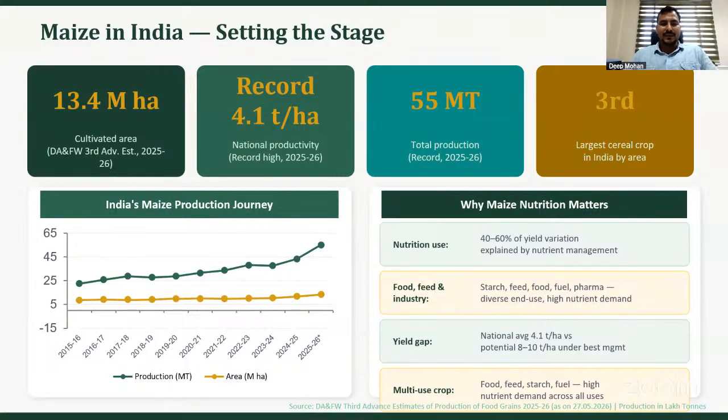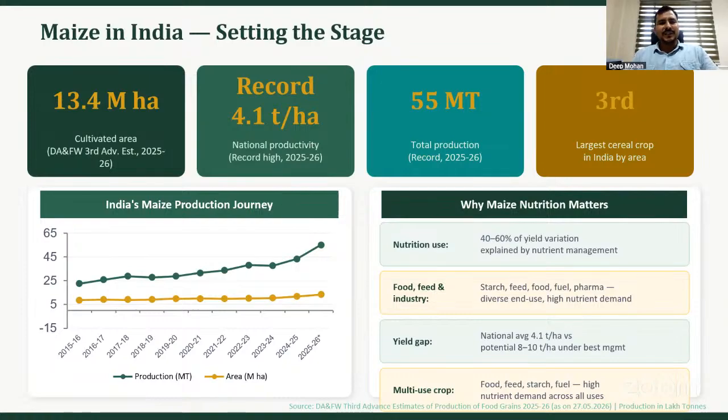So, friends, colleagues, first let's start where we stand today. These numbers you see here are from the Department of Agriculture and Farmers Welfare, with the third advance estimate released on the 27th of last month, so it's very recent data. India's maize area is 13.4 million hectares. Production is about 55 million tons, which is also a record. With this much production, productivity has gone up to 4.1 tons per hectare, which is also a record.